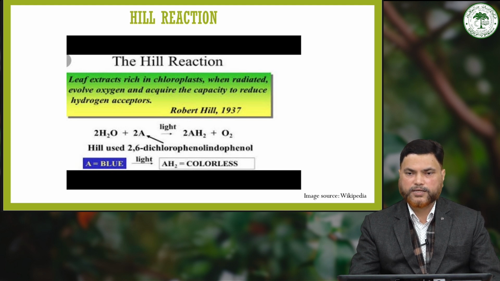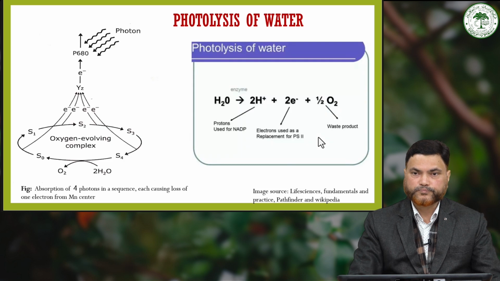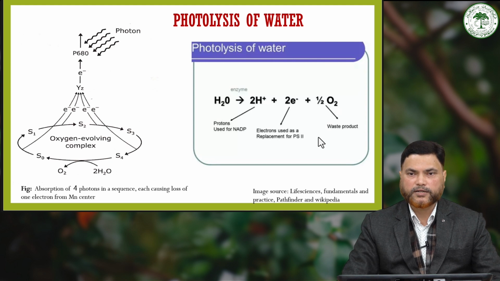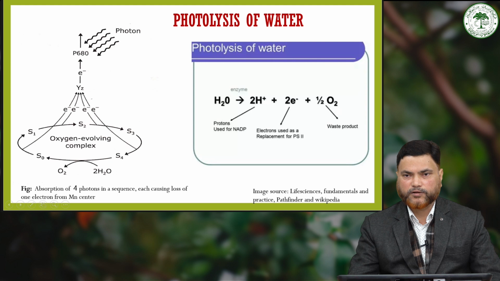Subsequently, San Pietro and Arnon demonstrated that NADP serves as a biological electron acceptor in the chloroplast, which in turn acts as a reducing agent for carbon fixation in the Calvin cycle. Now, moving onward, we will discuss how non-cyclic photophosphorylation takes place. Once light energy is absorbed by the pigments and then by photosystem P680, the high energy electron is passed to an acceptor molecule.